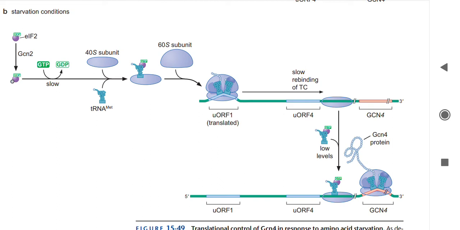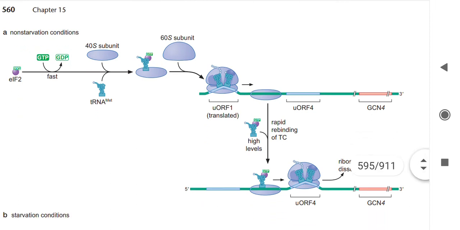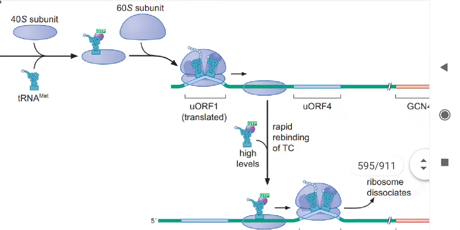But if the level of amino acid is normal, when the level of amino acid is quite high, then GCN4 mRNA is not required to be expressed. So GCN4 itself is regulated with the help of this UORF that you can see here.